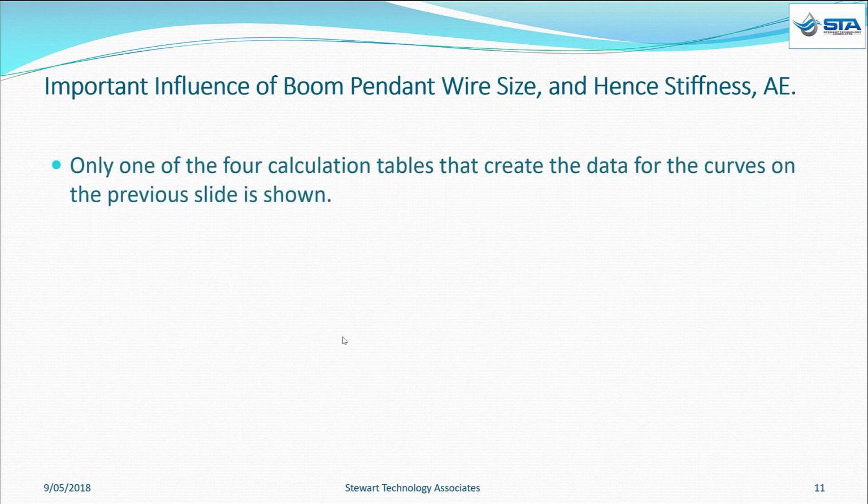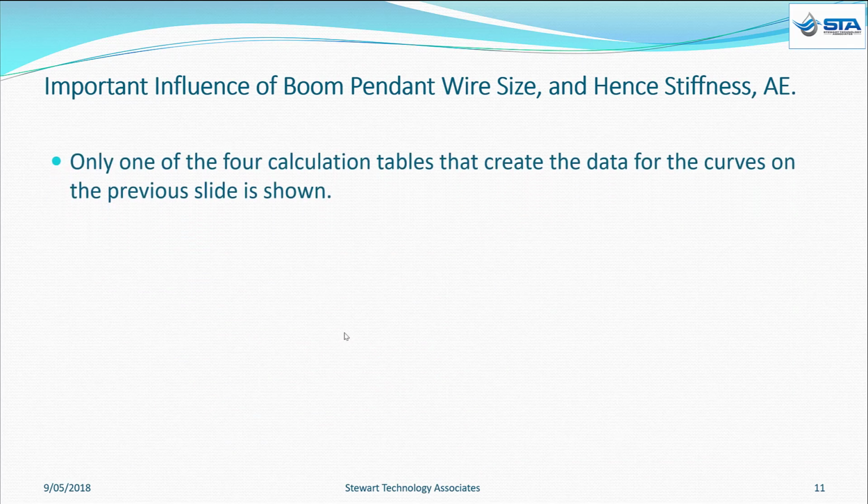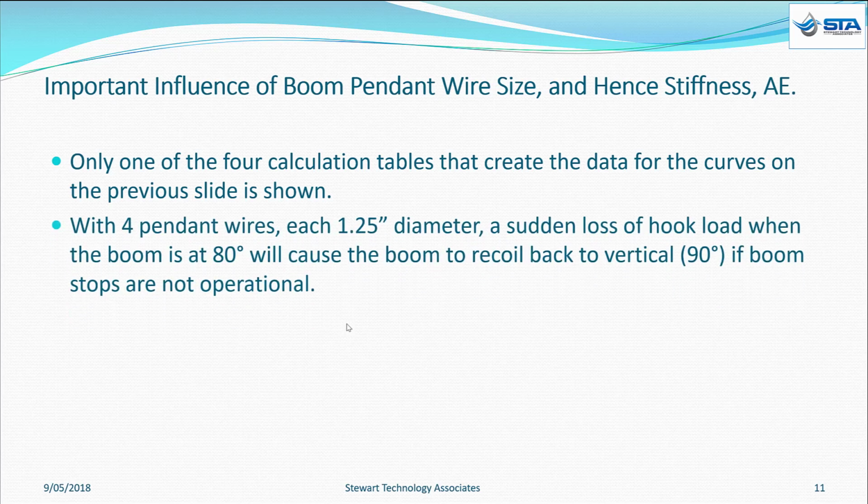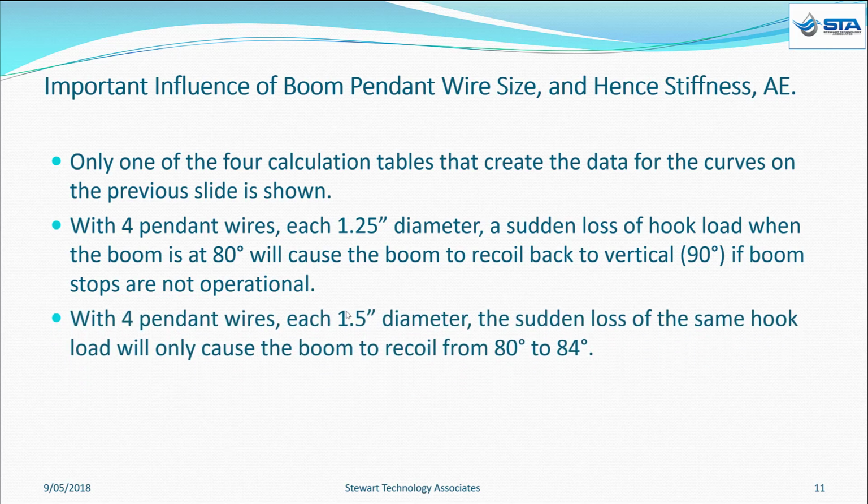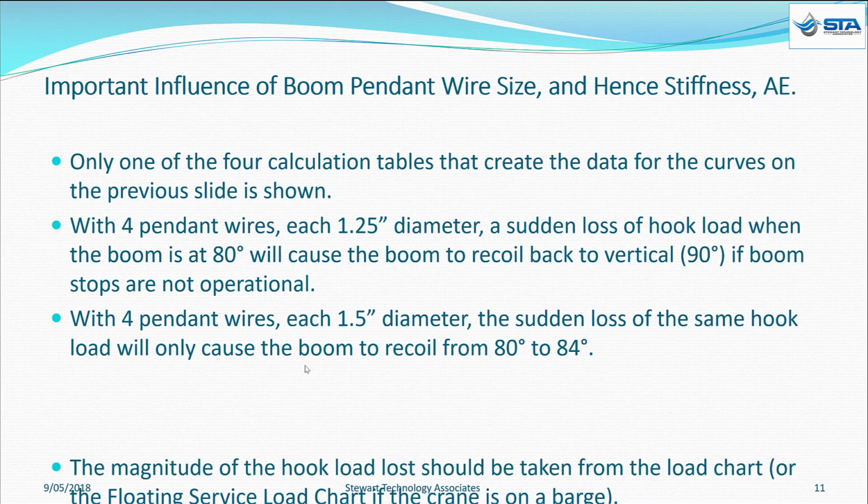So to recap on that previous slide, only one of the 4 calculation tables that create the data for the curves on the previous slide was shown. With 4 pendant wires, each 1.25 inch diameter, a sudden loss of hook load when the boom is at 80 degrees will cause the boom to recoil back to vertical, depending on the load. With 4 pendant wires, each 1.5 inch diameter, the same sudden loss of hook load will only cause the boom to recoil to 84 degrees.